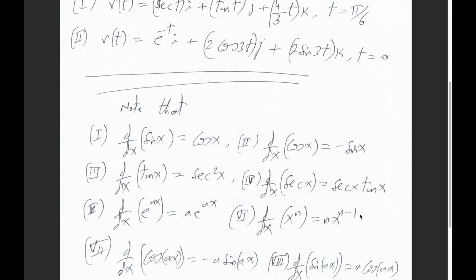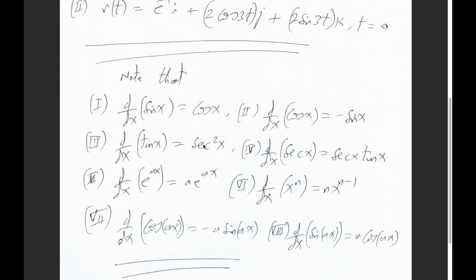For you people, I have given here some formulas. So these formulas you must know, and then you can solve this question very easily. For example, we know the derivative of sine is cosine, the derivative of cosine is minus sine, the derivative of tan is secant square, the derivative of secant is secant x tan x, the derivative of e raised to the power ax is a e raised to the power ax, and the derivative of x power n, as I explained in the previous example, is n x power n minus 1, and the derivative of cosine ax.